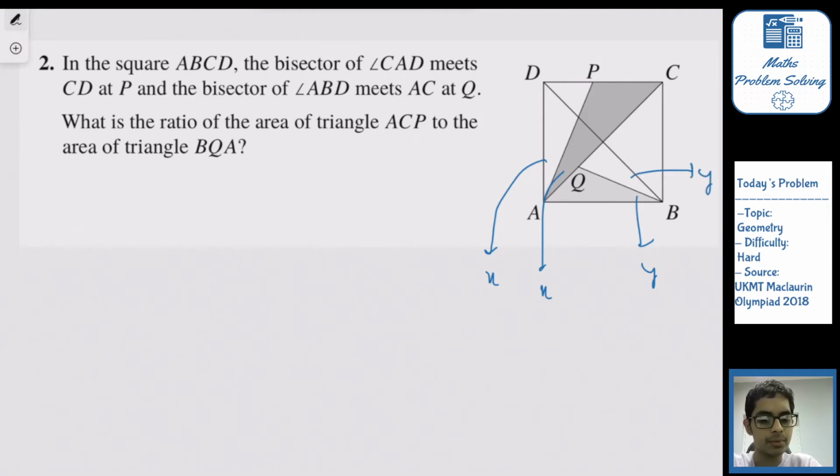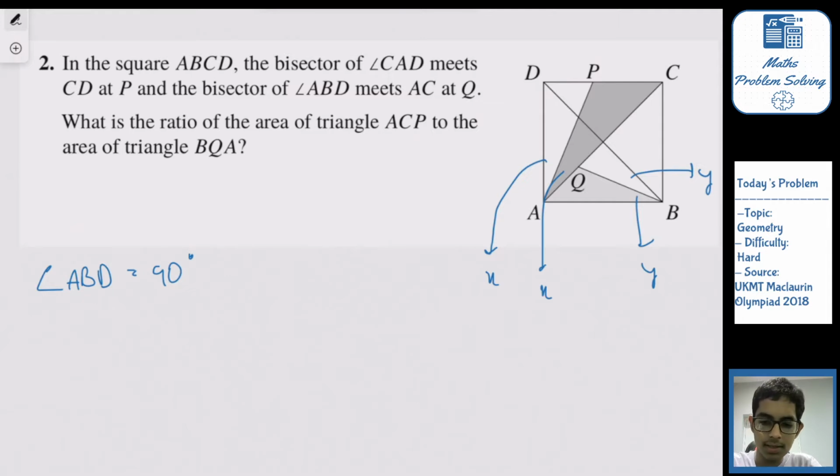Okay, so what is the ratio of the area of triangle ACP to BQA? So what is the ratio of the area of the two shaded triangles? So I guess how we will progress with this question is working out what angles x and y are equal to. So we know that angle ABD is a right angle. We know that because it's a square. And now we'll need to work out what angle DAC is. From that we can work out what x is equal to.